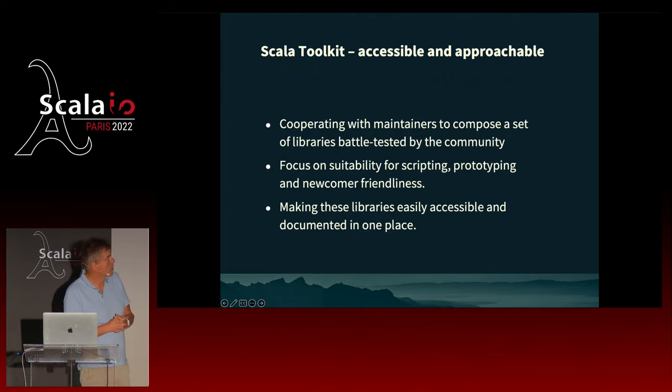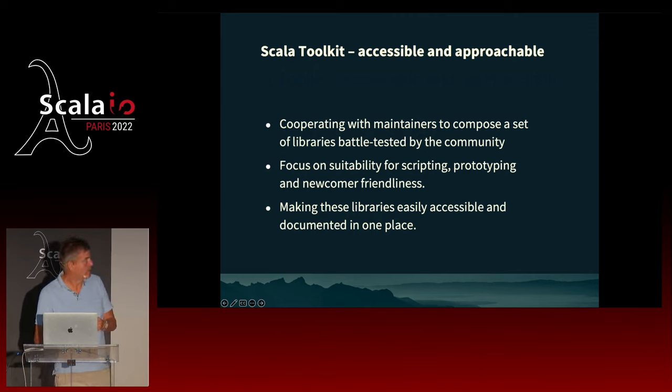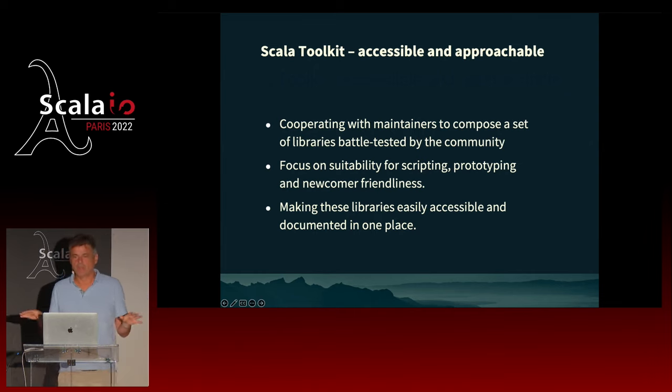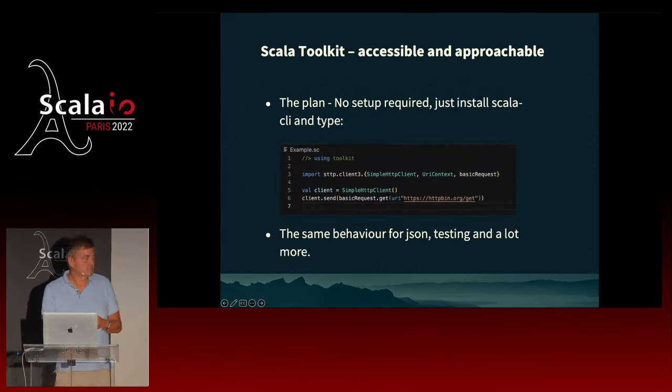So what we do is we cooperate with maintainers of a small set of libraries that are already battle-tested by the community to compose a set. The focus should be on suitability for scripting, prototyping, and newcomer friendliness. That should take nothing away from more elaborate things, platform frameworks, and more clever asynchronous libraries and things like that. What we want to do is to make these libraries easily accessible and documented in one place. And that's essentially what Scala Toolkit is.